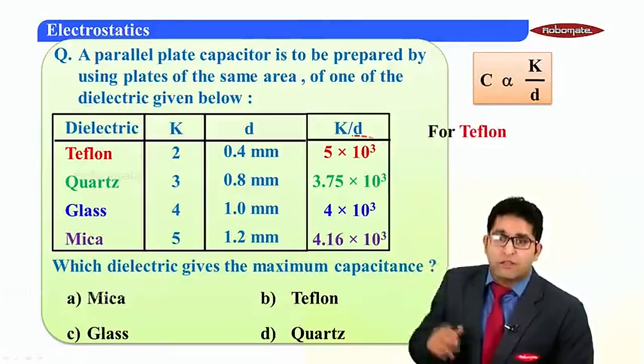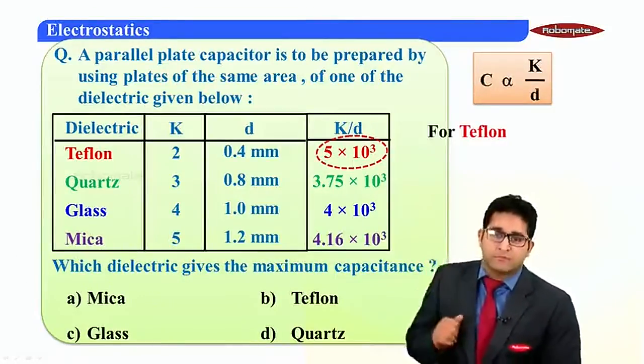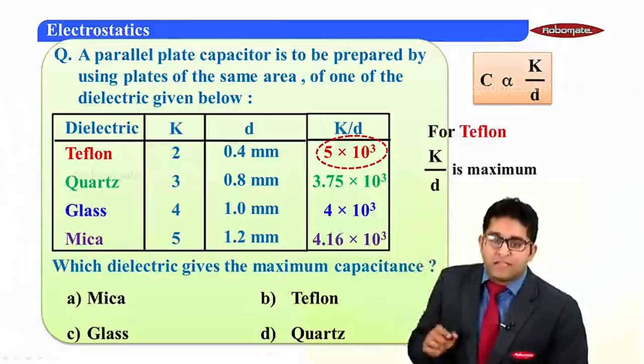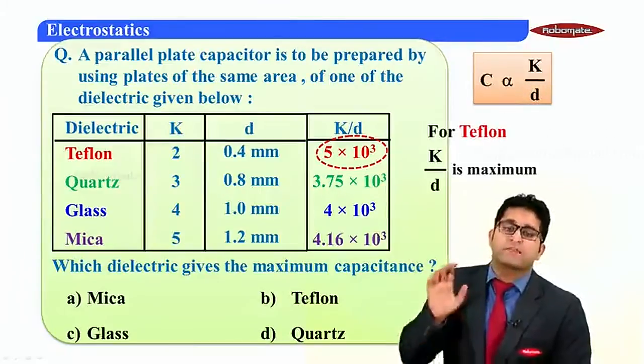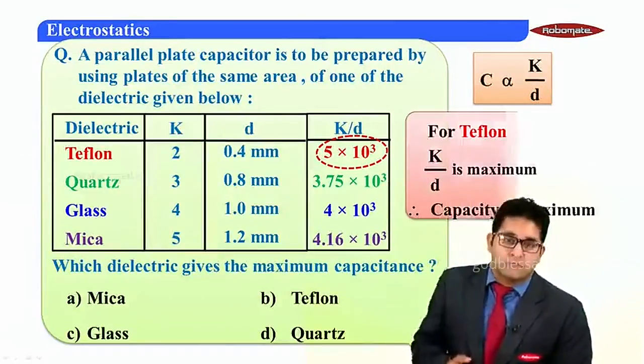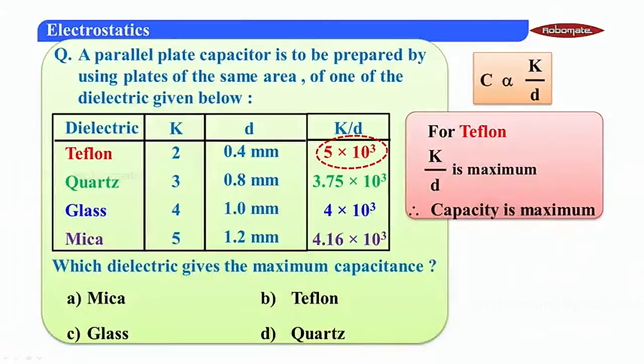Yes, for Teflon, the value is maximum. Right? And as K by D is maximum in case of Teflon, I can say capacity is also maximum in this particular situation. So which option is correct? Yes, option B is the correct answer.